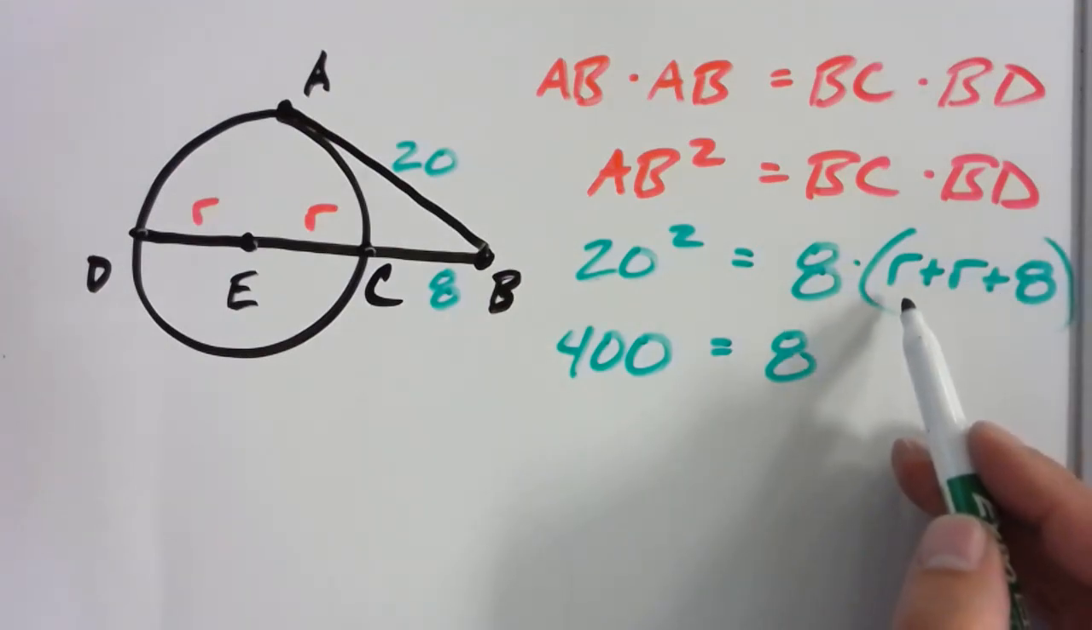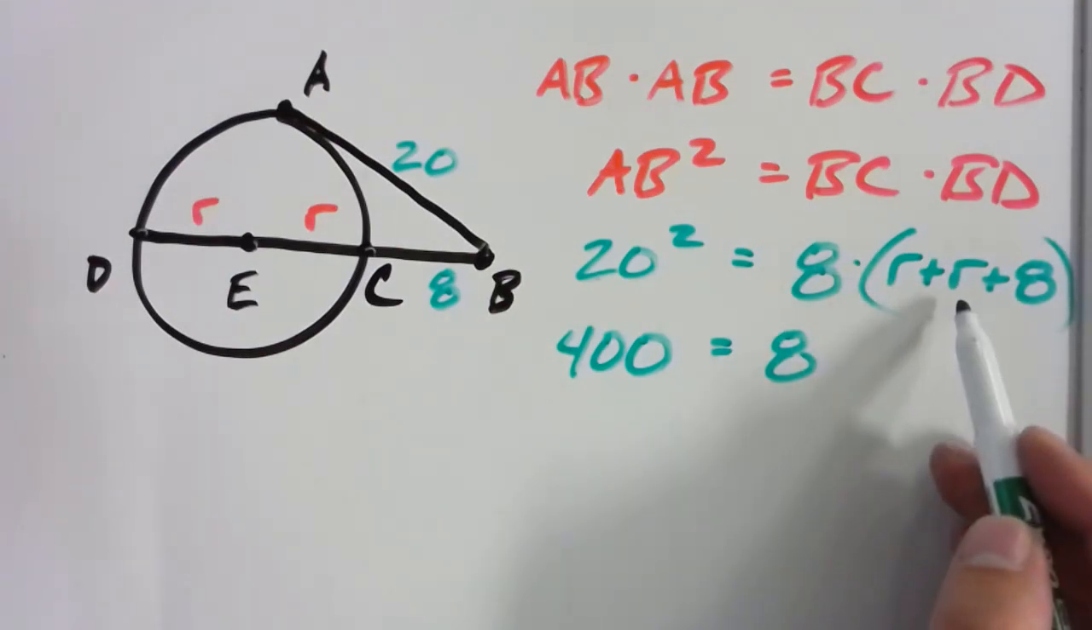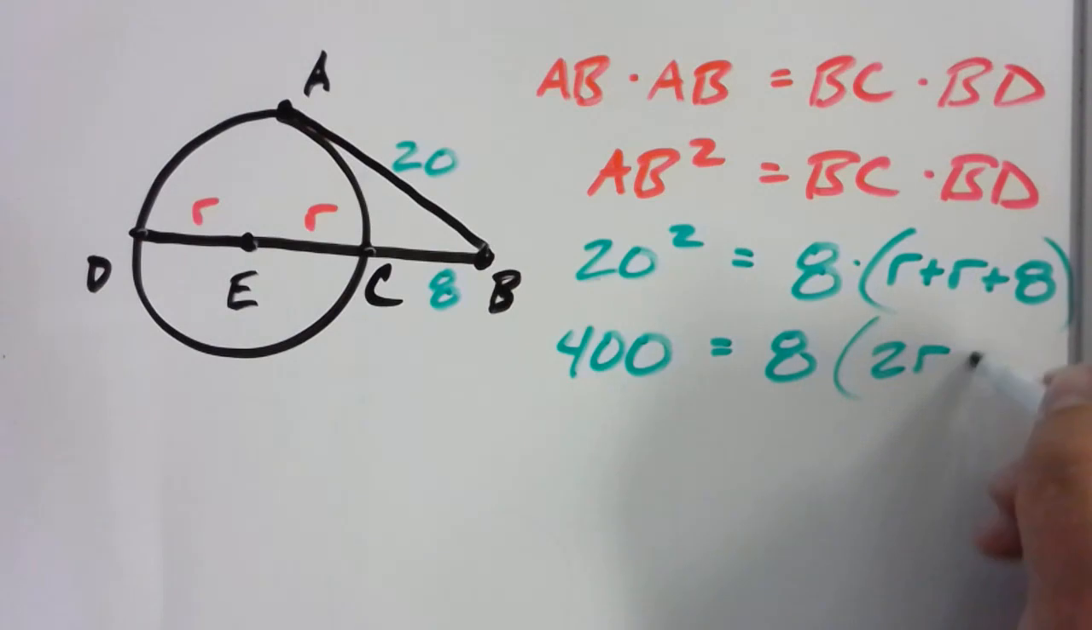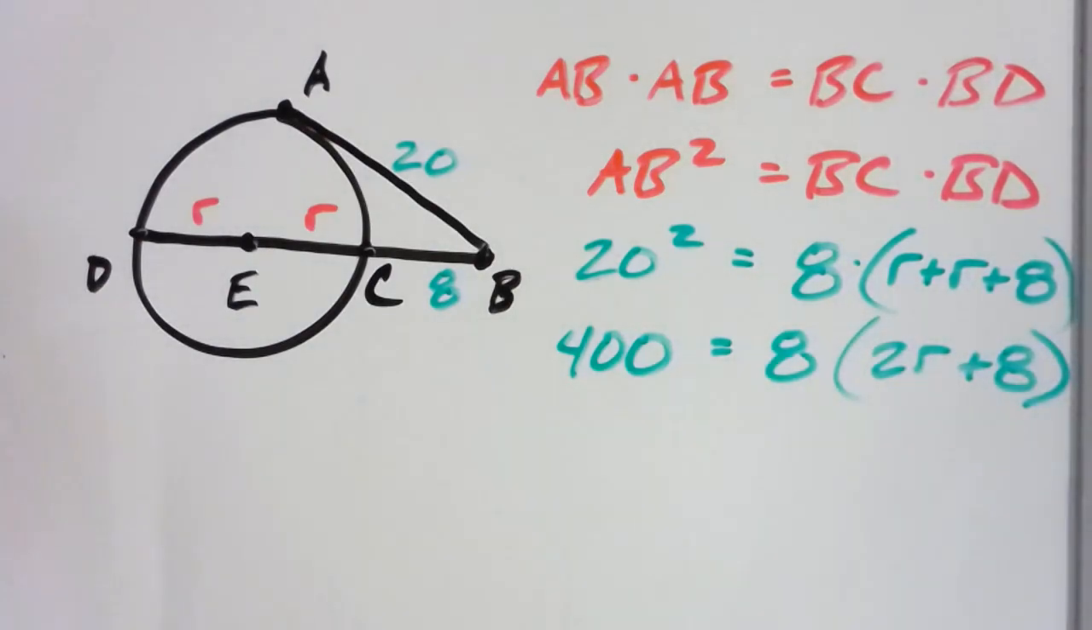Common mistake, a lot of students would kind of default to, oh, R plus R is R squared. No, R times R is R squared. R plus R is 2R. So make sure you don't make that mistake. It's a common one, but don't make that mistake.